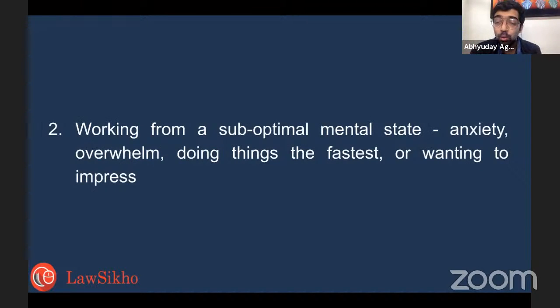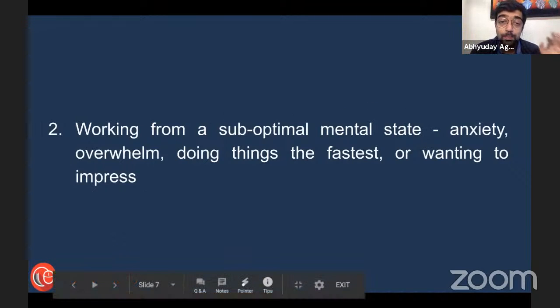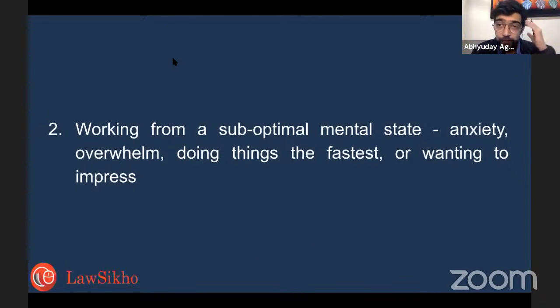Okay, one very important thing I must tell you is about working from a suboptimal mental state. People don't talk of this as a drafting issue, but being in the right mental state is very important to be able to think of drafting. Okay, anxiety is always there when you see a big contract. There's anxiety of the deadline, anxiety of not knowing the subject matter, anxiety of impressing your senior. All of that is there. Overwhelm is there: too much to look at, too much information to sift.